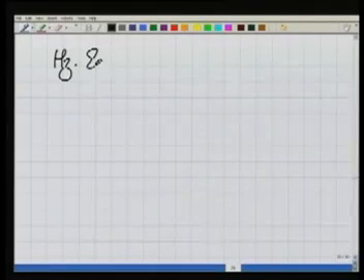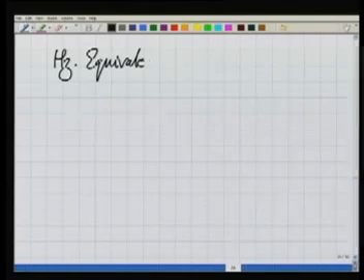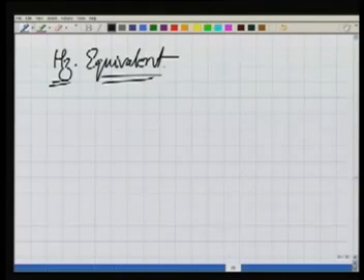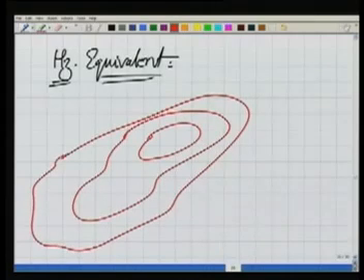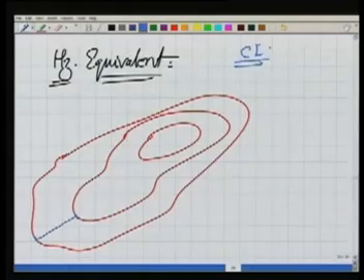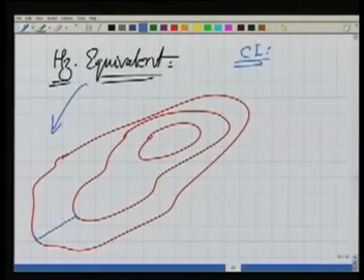Next, we are going to discuss a term which is called horizontal equivalent. Now, what is the meaning of this? This is, if we have contours, okay. Now here, the distance between any two contours in horizontal, we know about contour interval. It is the separation of two contours in vertical. Now the separation of two contours in horizontal, we say horizontal equivalent.